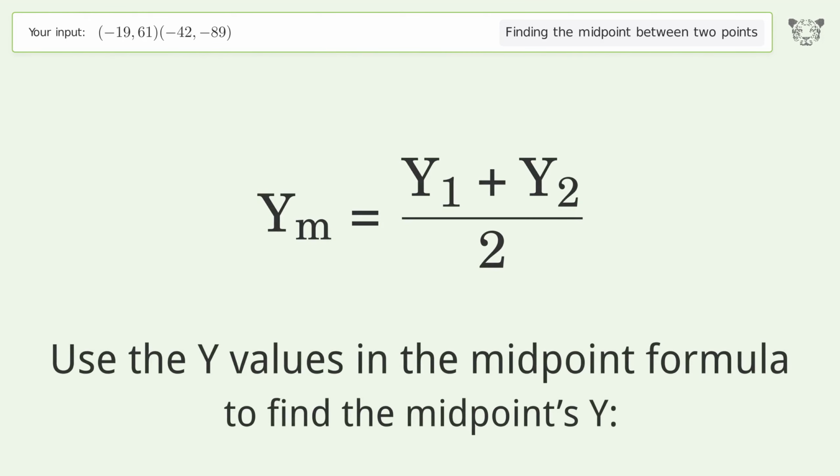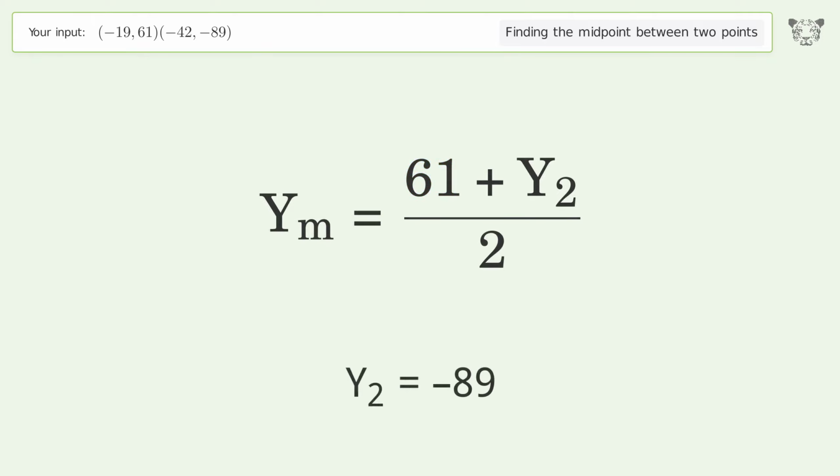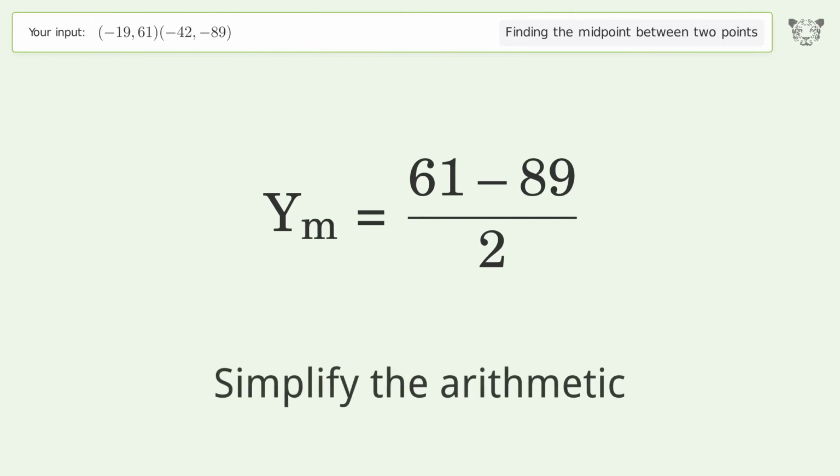Use the y values in the midpoint formula to find the midpoint's y. y1 equals 61. y2 equals -89. Simplify the arithmetic.